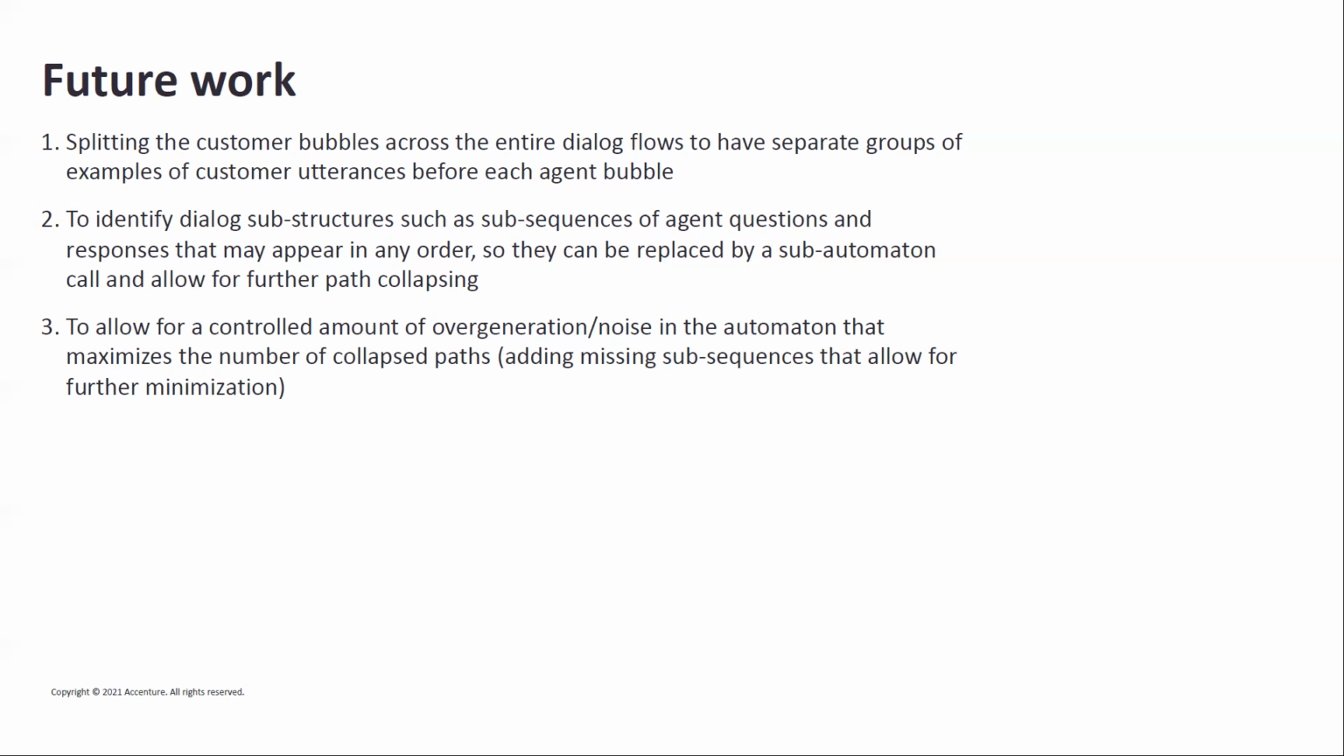So if we were able to identify these subsequences within the full sequences, we could create dialog flows for each one of these phases, which could result in more compact representations of the dialog flows. And finally, perhaps it would be interesting to allow for some control over generation or noise in the automata, so that we can produce automata that are even smaller, but at least having certain control on the amount of noise that is being produced, so that the resulting paths are not too confusing for the conversational designer.